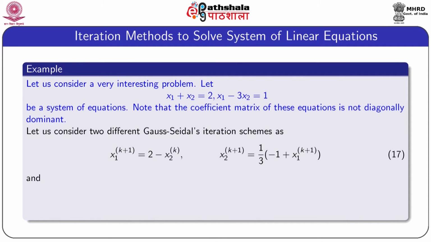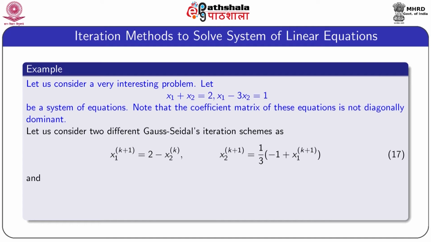Now, we consider a very interesting problem. Let x1 + x2 = 2 and x1 - 3x2 = 1 be the given system of equations. It can be verified that the given system of equations does not satisfy the sufficient condition for convergence. That means the coefficient matrix is not diagonally dominant.